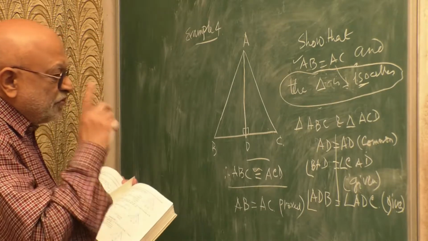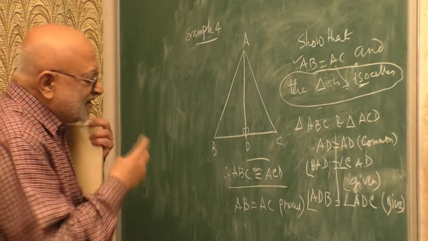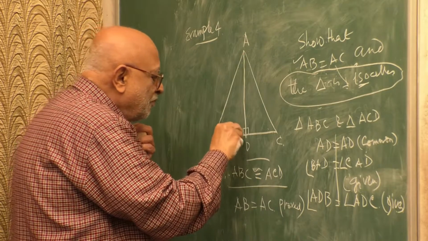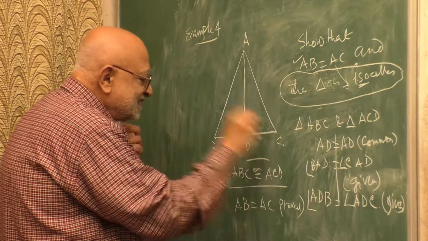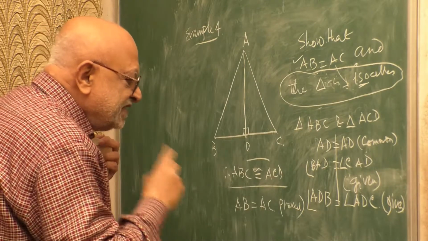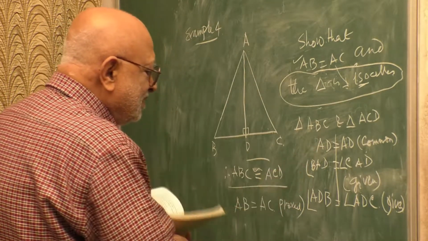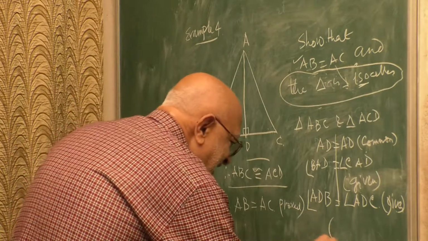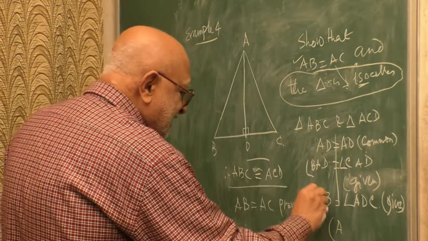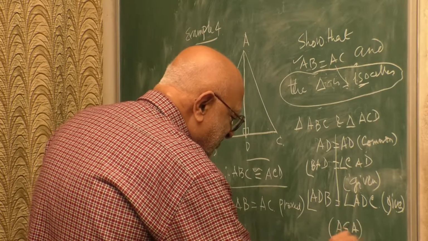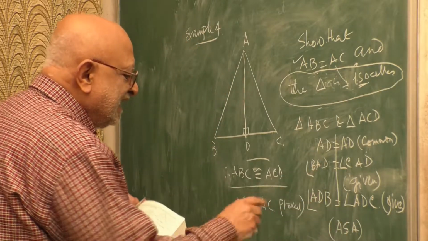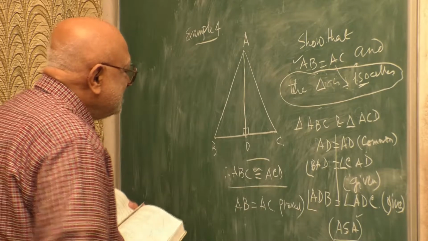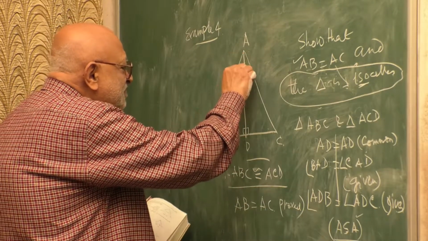Okay, so what do we know when we have to apply? If I have a triangle and the bisector of the angle is also perpendicular to BC, by what rule does this become congruent? Two angles are there. By the ASA rule, or you can also apply the AAS rule. Application of ASA, because this angle is equal to this angle.